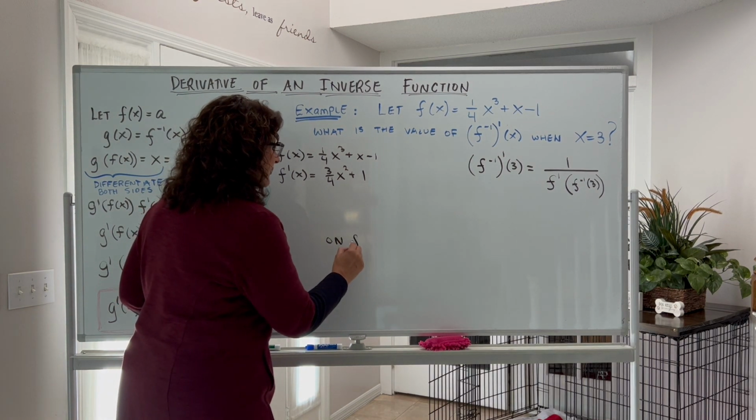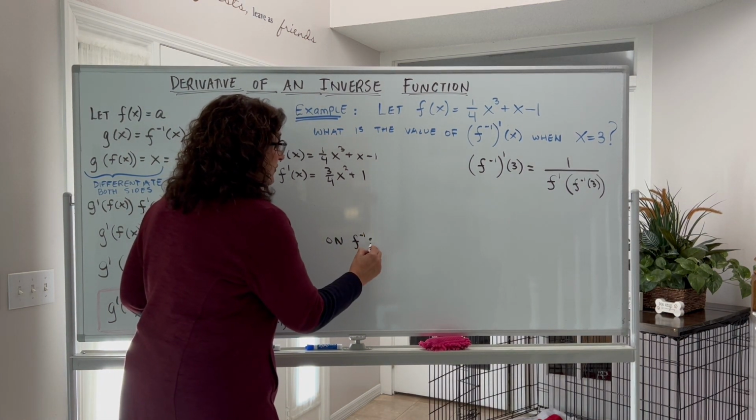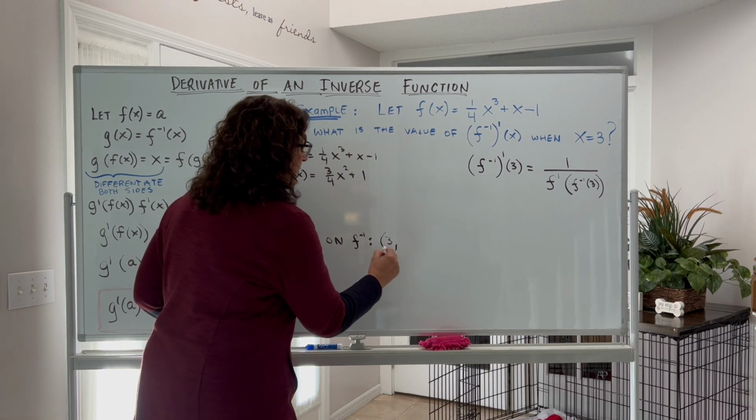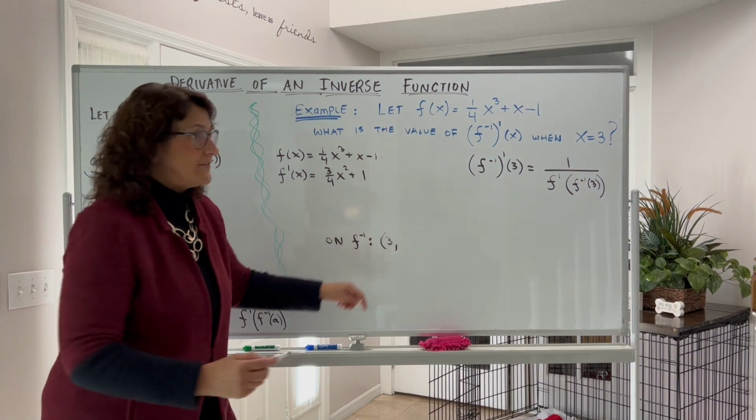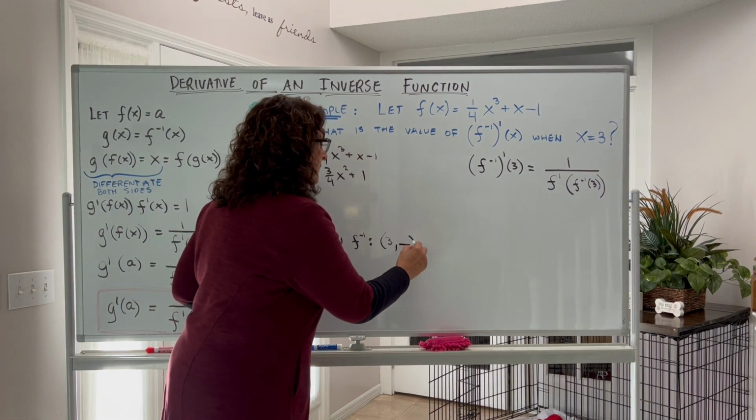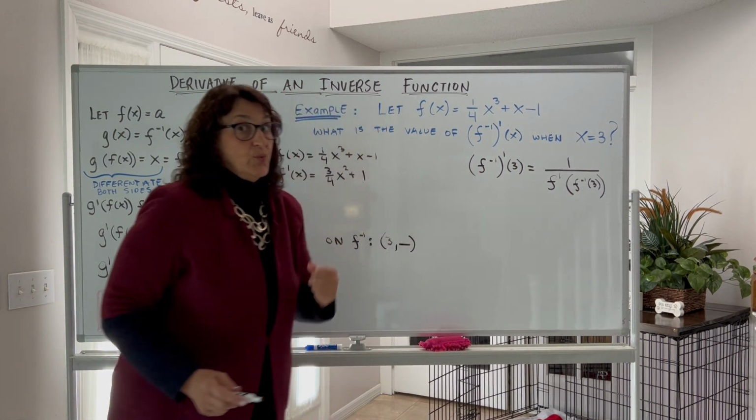So on your inverse function, we know that x is 3, because we have to evaluate the derivative of the inverse when x is 3. We don't know the y coordinate that goes right here.